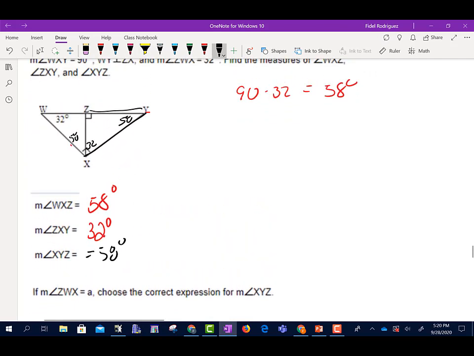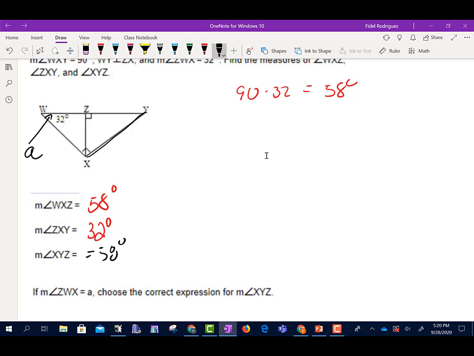And then it says if the measure of ZWX is A. Okay, so let me think about this for a little bit. Let me clean some of this mess up. Oh, come on, eraser. There we go. Okay, so it says if the measure of ZWX is A. So we're going to call this now A. Choose the correct expression for X, Y, Z.